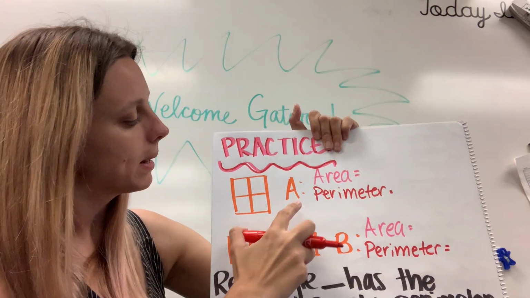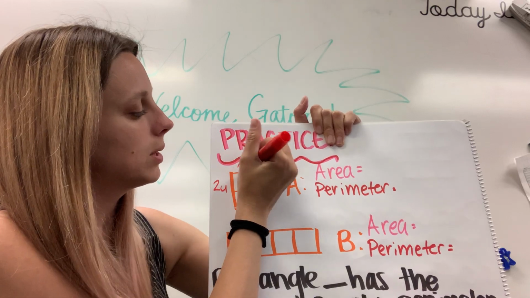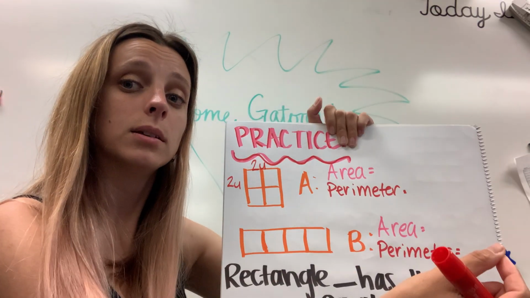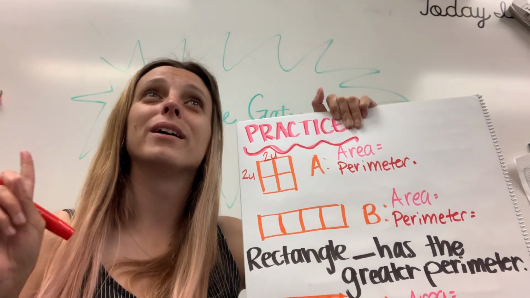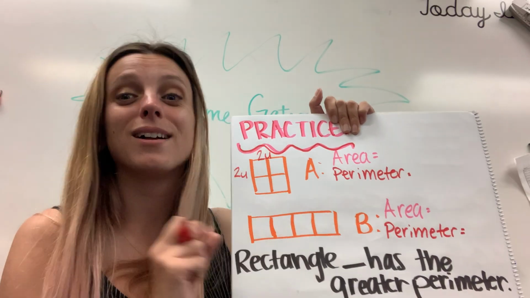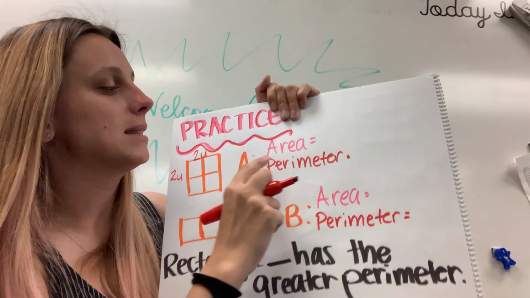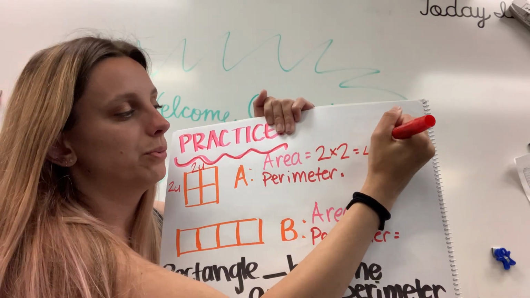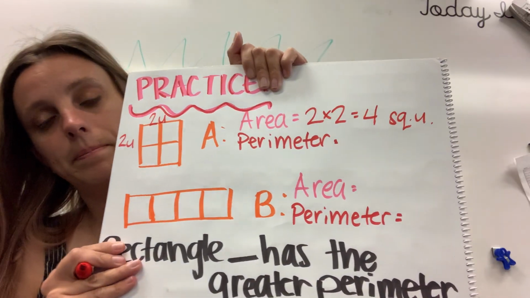This first rectangle, rectangle A, has a side length of 2 units and another side length of 2 units. So again, a rectangle can be a square, but a square cannot always be, or I'm sorry, a square is always a rectangle, but a rectangle is not always a square. All right, so 2 units by 2 units means that we can solve for our area. 2 times 2 is 4 square units, or units squared.